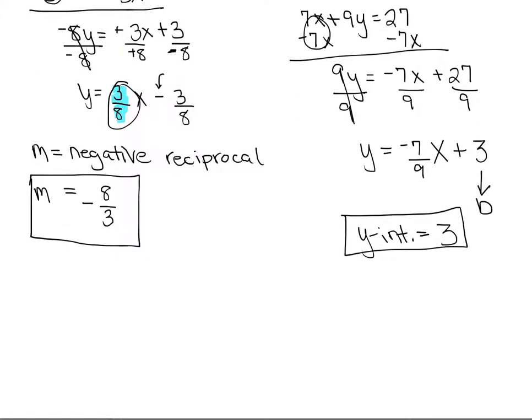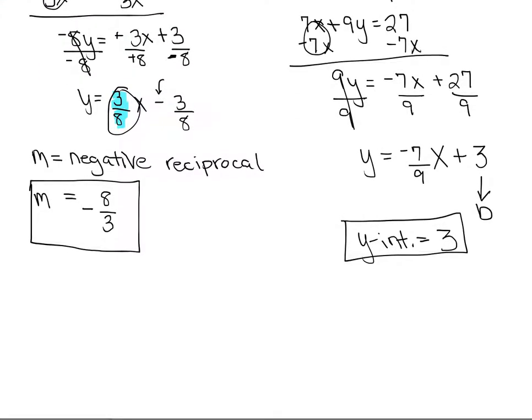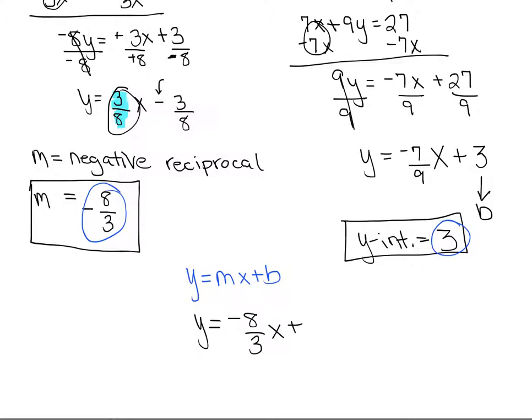Now I'm going to take those two pieces of information and write them to form the equation of the new line, which will be the answer. So remember, we need to write it in slope-intercept form, so this is y equals mx plus b. All you're going to do is substitute negative 8/3 for m and 3 for b to write your new line. So the answer is y equals negative 8/3 x plus 3.